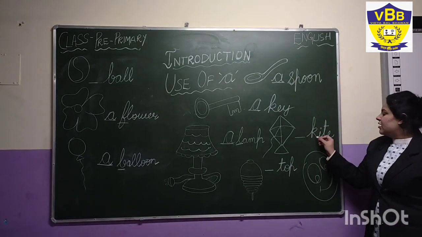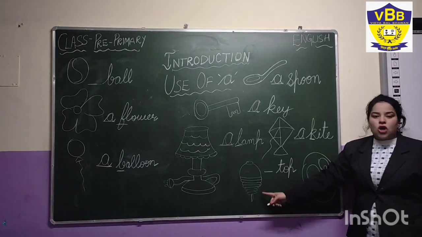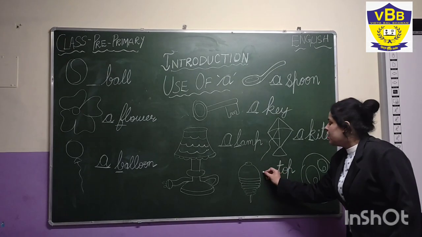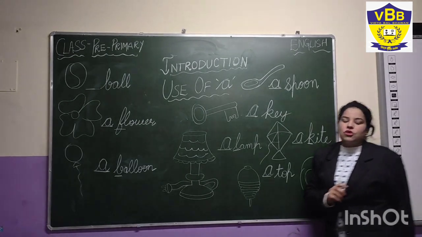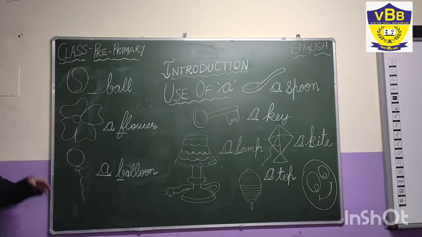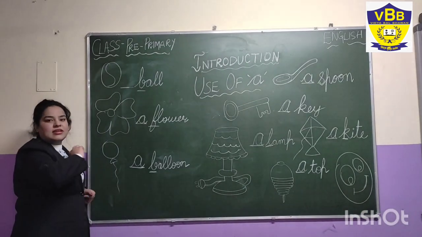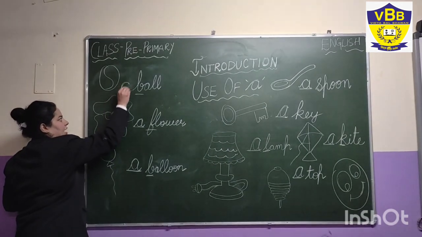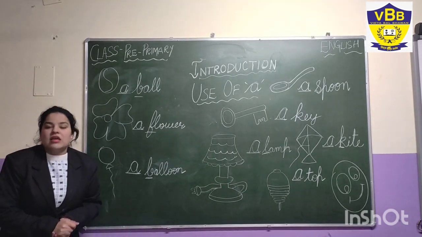Then kite. A kite. Now top. T is also a consonant, so before that word we use a top. So now you got it where we use A. Then next is ball. B is also a consonant. Yes students, right or no? Yes. So we use A before that word. So the phrase is a ball.